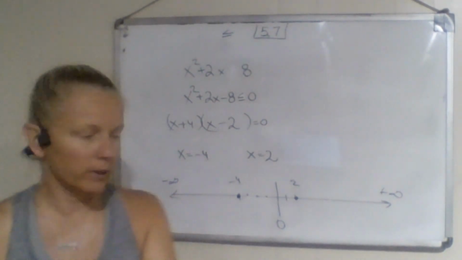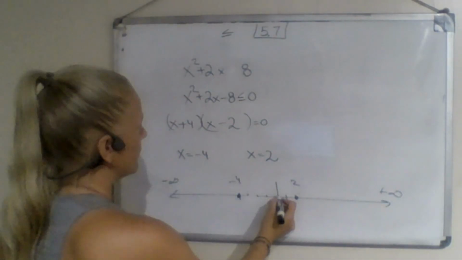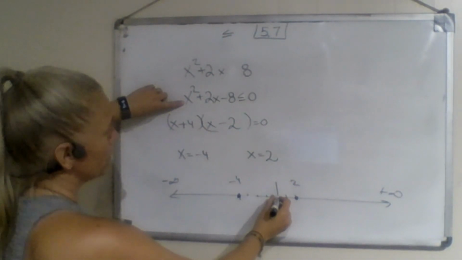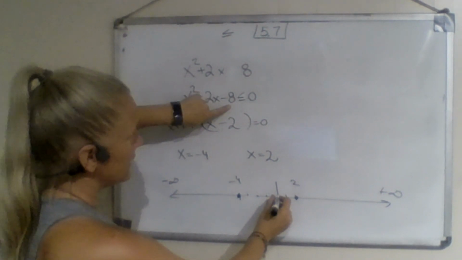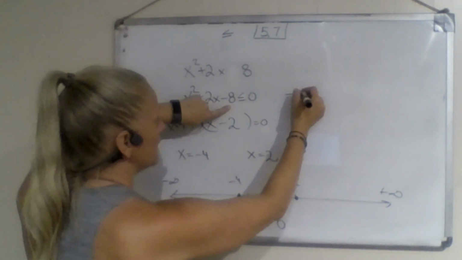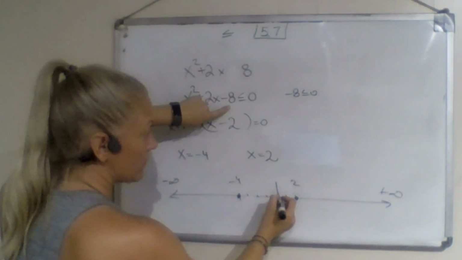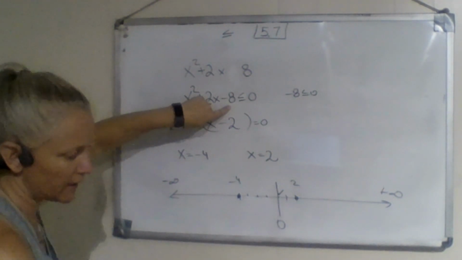I test 1 point. I can test 0. If I put 0 here, will this work? 0 squared plus 0 minus 8. Is negative 8 less than or equal to 0? Yes. So this 0 checks. I checked one solution. I know it works.